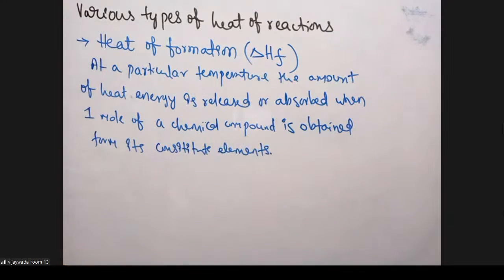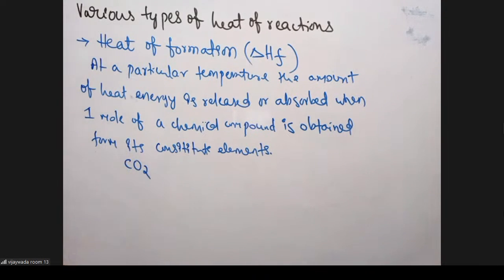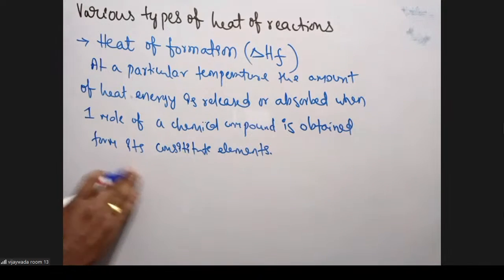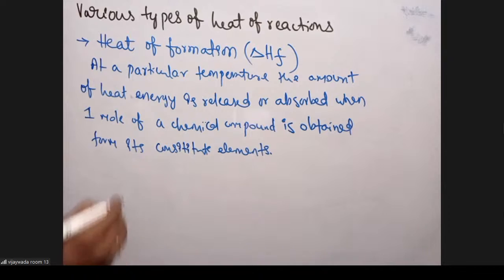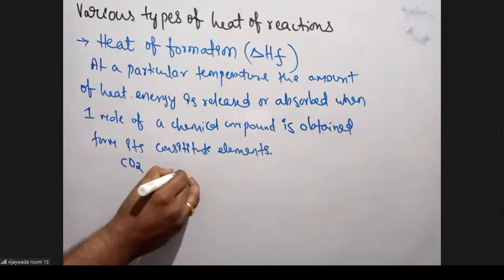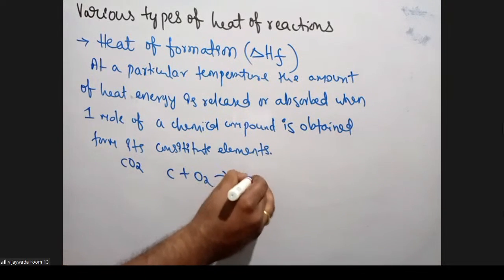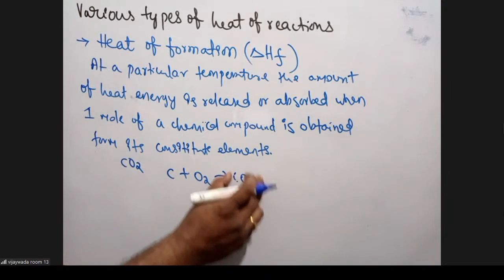Example, if you want to prepare carbon dioxide, you can prepare it by a number of methods: combustion of carbon, combustion of methane, combustion of acetylene. There are many sources. But the point here, for heat of formation, you should prepare 1 mole, and that too from elements, constituent elements. Example, carbon dioxide should be from carbon plus oxygen gives rise to carbon dioxide. Yes, it is called the heat of formation of carbon dioxide.